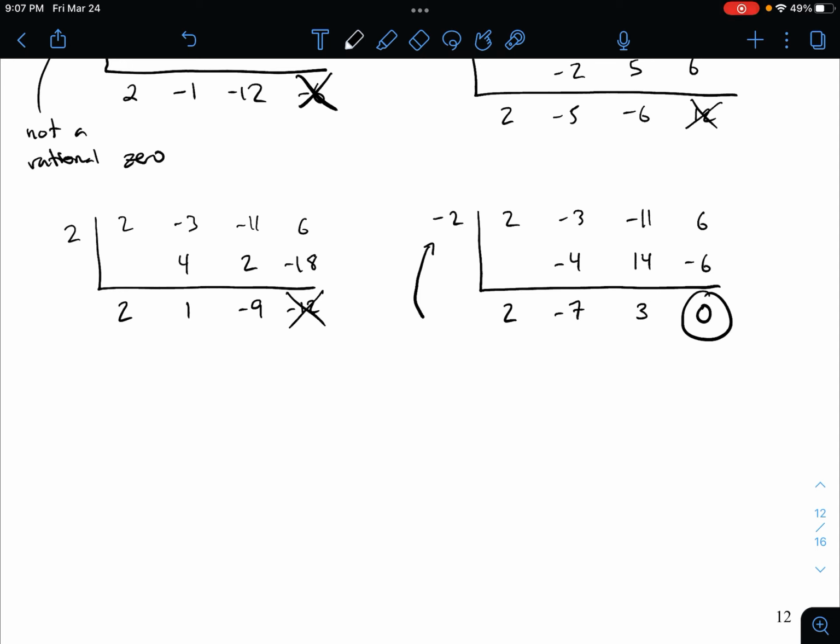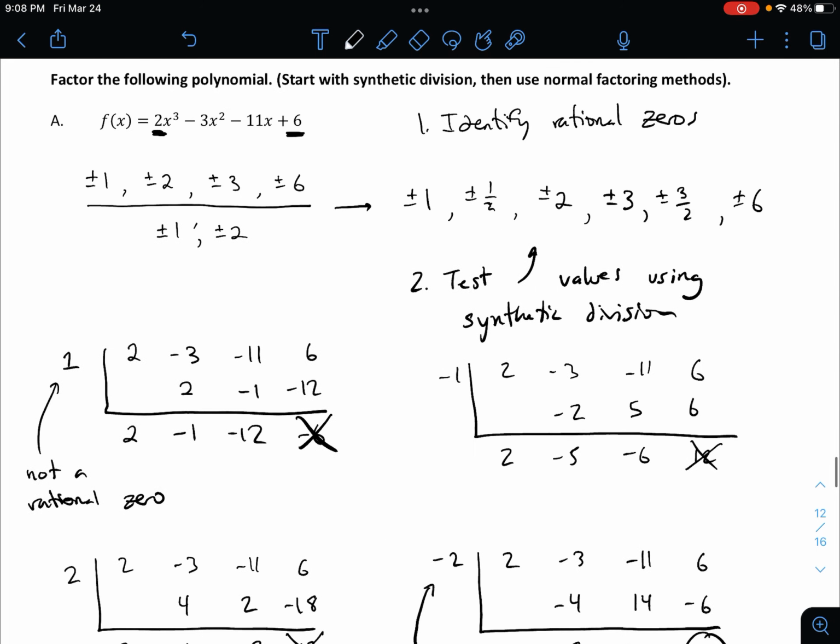We're used to kind of doing this in reverse. But if I know one of my zeros is negative 2, that means that the factored form of that has to be x plus 2. And so then, because I've taken out an x from my original polynomial, that means that I must have one smaller degree for each of my values, right?